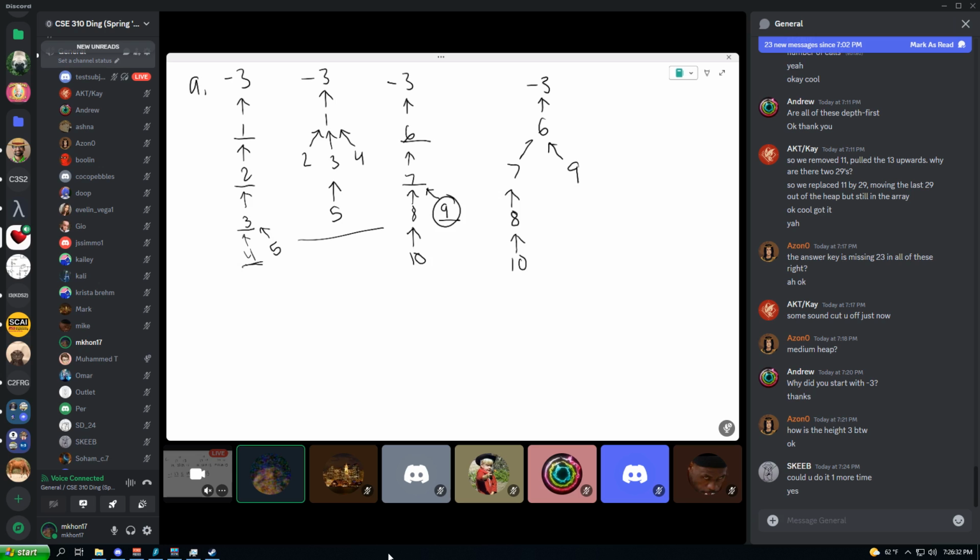So index 1 is pointing to -3, so I'm going to write that. Index 2 is pointing to 1. Index 3 is pointing to 1. Index 4 is pointing to 1. 5 is pointing to 3. And that's it for that tree.